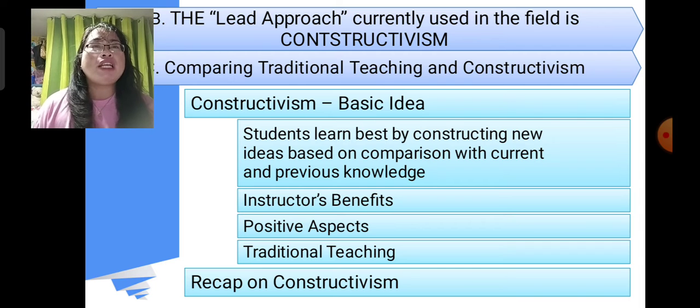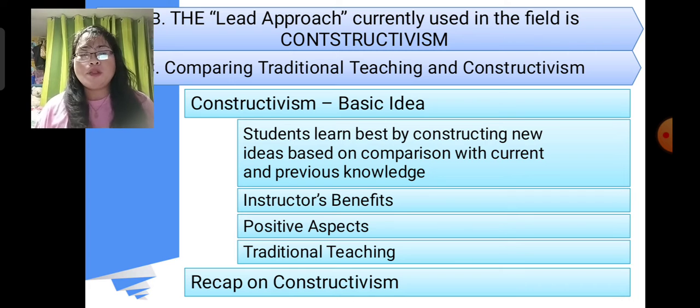Comparing traditional teaching and constructivism. Okay, so constructivism, basic idea: the student learns best by constructing new ideas based on comparison with current and previous knowledge. So learning is now an active process. The students automatically bring prior knowledge forward. Then the students share their experience with their group and learn from each other.